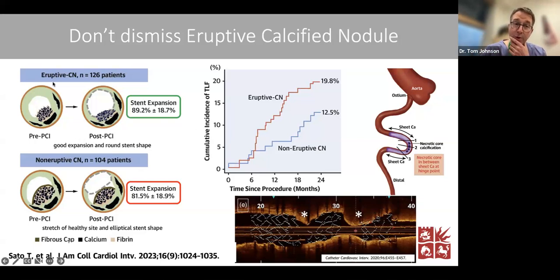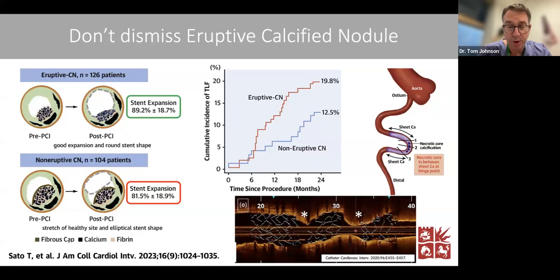So I think both eruptive and non-eruptive pose problems, but different ones. In the short term, we worry about how we're going to get a stent to expand and behave and oppose in the non-eruptive nodule. But I think we then also need to worry in the long term about the risk of stent fracture and re-protrusion of calcium with the eruptive nodule. So it's been quite an interesting observation made by more contemporary studies.